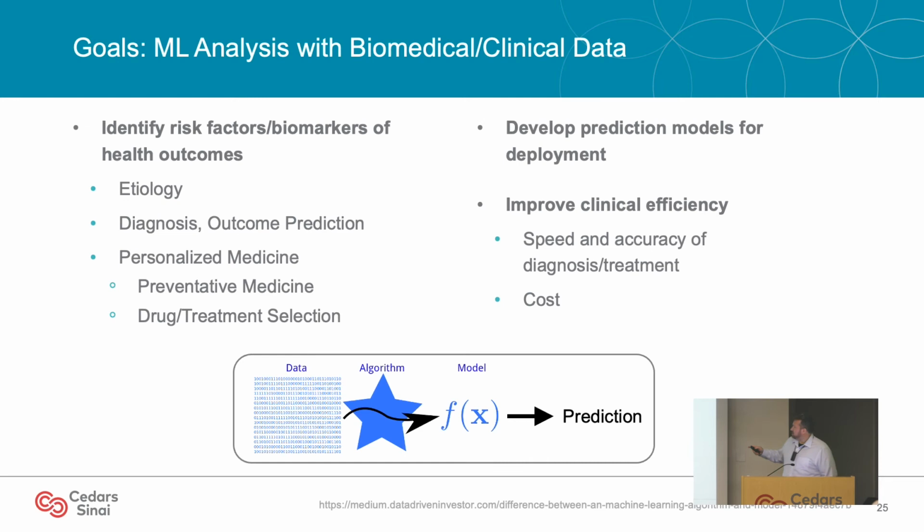Now let's cover some of the basic typical goals of machine learning within biomedical or clinical data. We might want to identify risk factors or biomarkers of health outcomes to better understand the etiology, to better make diagnoses or predict outcomes, to better target personalized medicine for preventative medicine or drug treatment selection. We also might want to develop prediction models for deployment or improve clinical efficiency, including the speed and accuracy of diagnosis and cost, right? We might simply employ machine learning models to try and reduce costs.